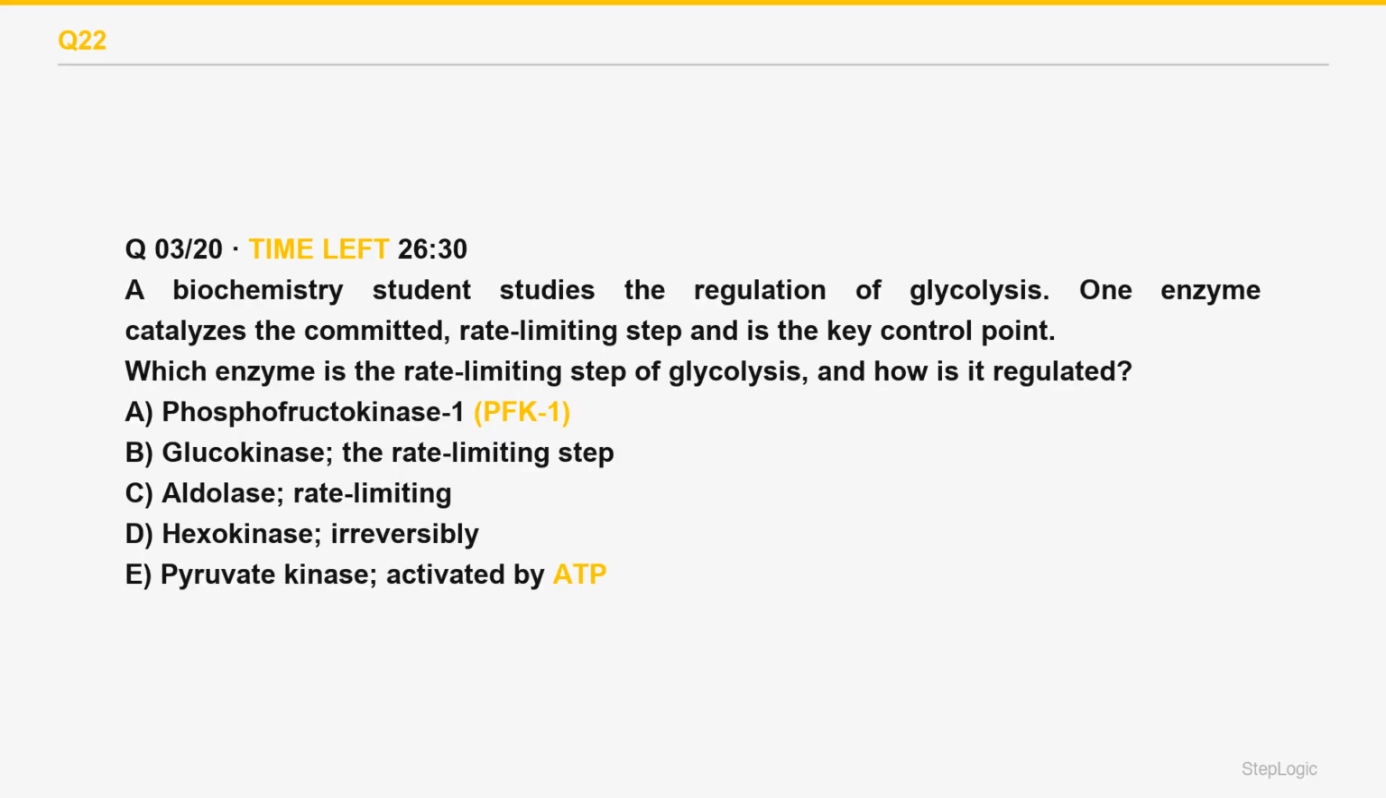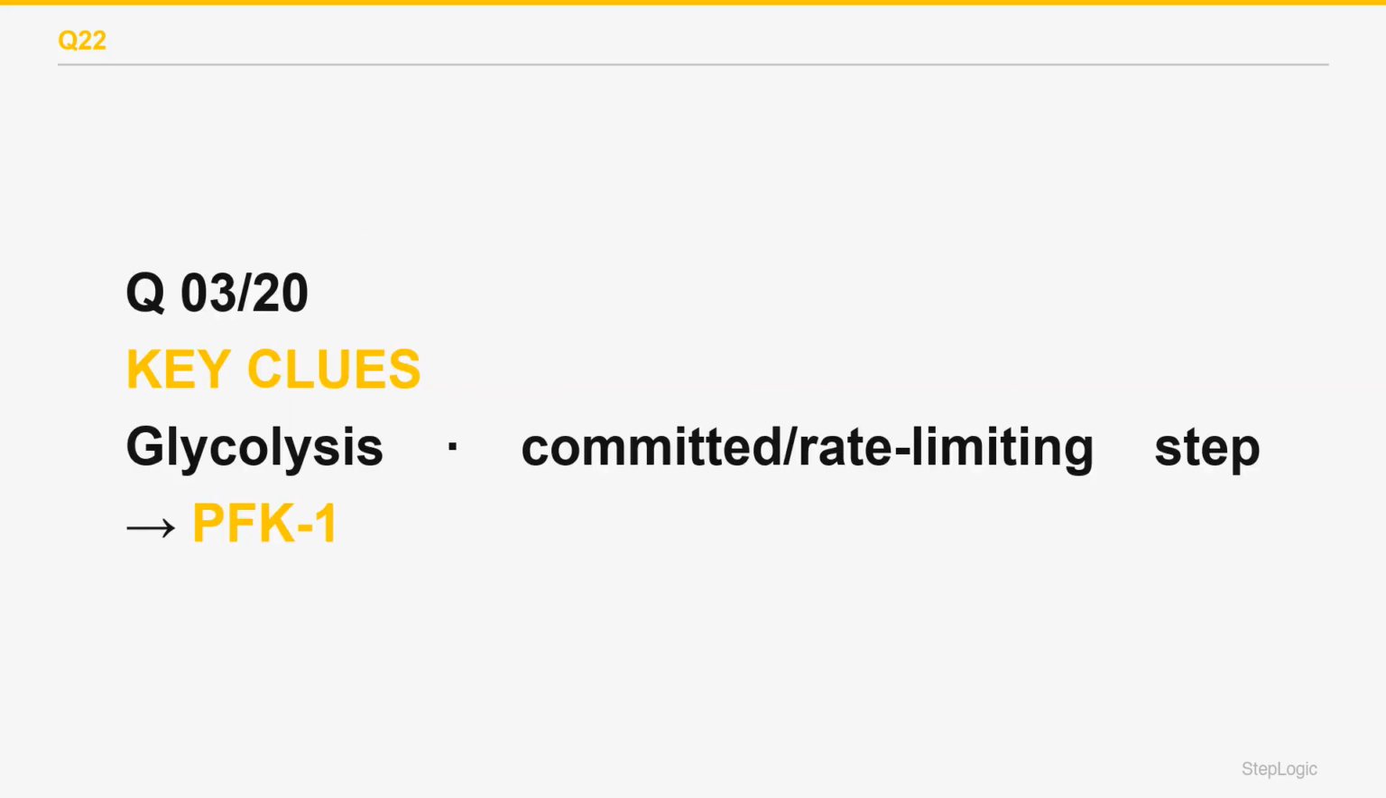Which enzyme is the rate-limiting step of glycolysis, and how is it regulated? A biochemistry student studies the regulation of glycolysis. One enzyme catalyzes the committed rate-limiting step and is the key control point. Read the command: rate-limiting enzyme of glycolysis and regulation. PFK1, activated by AMP and fructose 2,6-bisphosphate, inhibited by ATP and citrate.